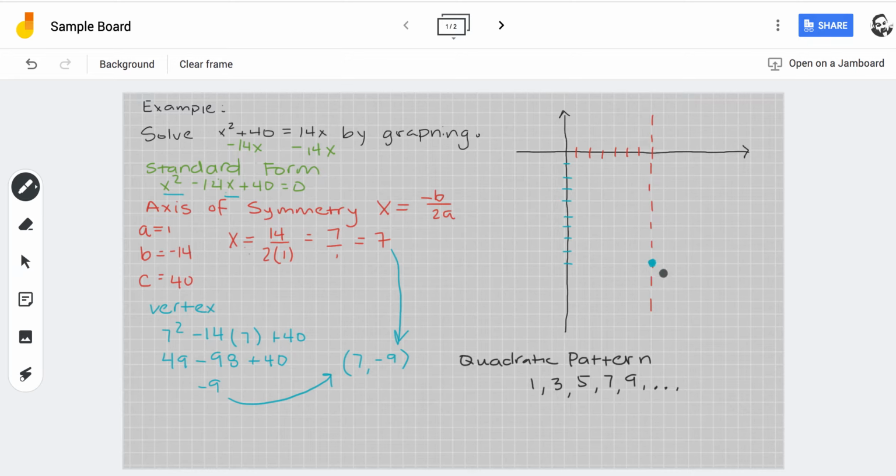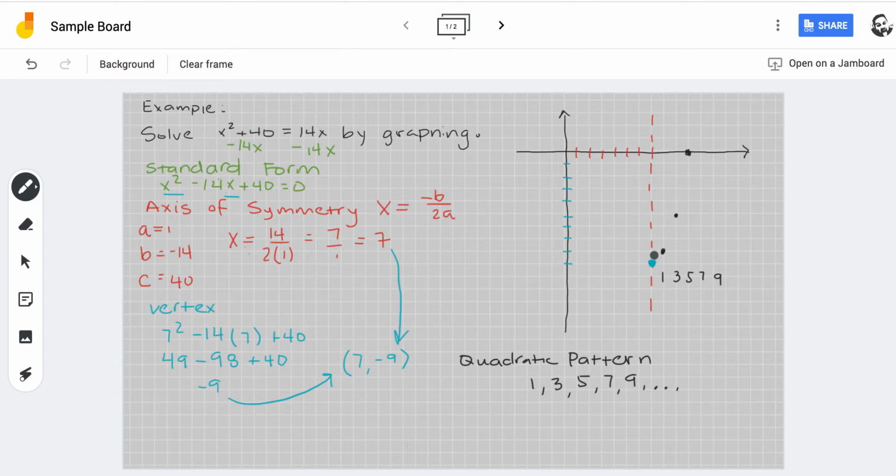And all this means is that if I go over 1, I'm going to go up 1. If I go over 1 again, I'm going to go up 3, 5, 7, and 9, and so forth. So I go over 1, up 1, and then I'm going to go over 1 and up 3. And then I'm going to go over 1 and up 5. 1, 2, 3, 4, and 5. I'm going to put my point right there.